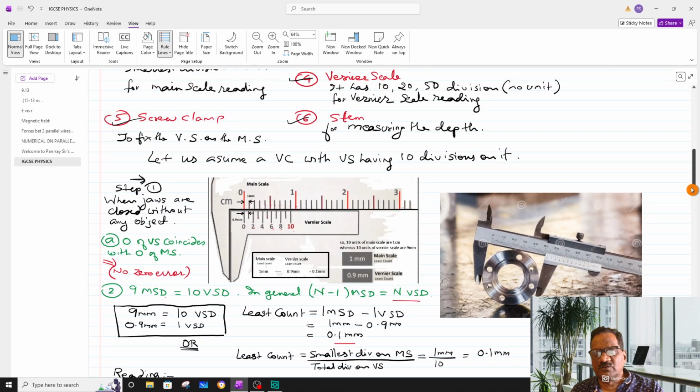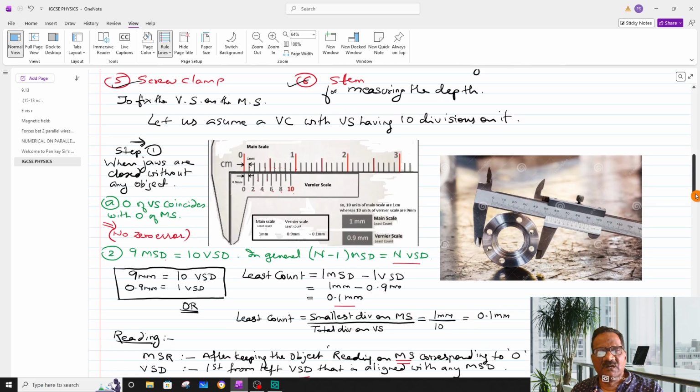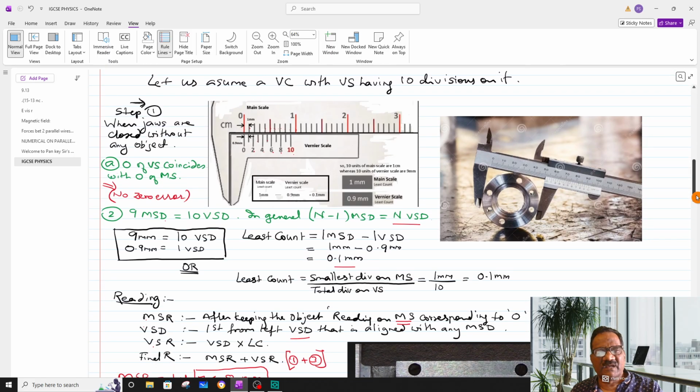For that, we are going to assume a vernier caliper. So I'm starting from here. Let us assume a vernier caliper. VC is vernier caliper with vernier scale. VS is vernier scale having 10 divisions on it. So we are going to study how to find out the least count in this particular vernier caliper, in which the number of divisions on the vernier scale is 10.